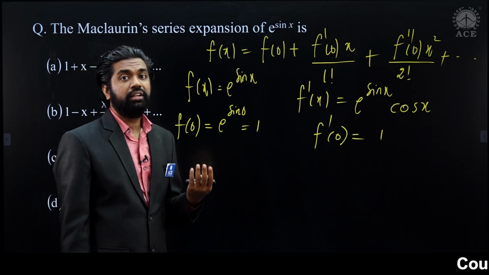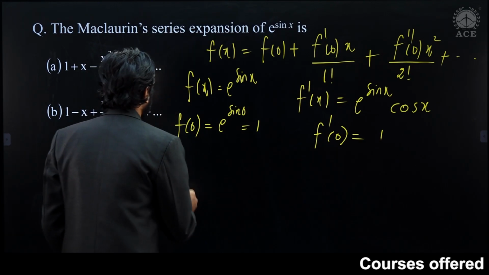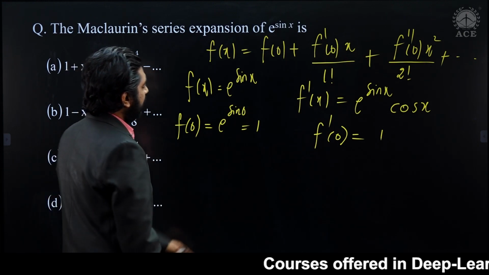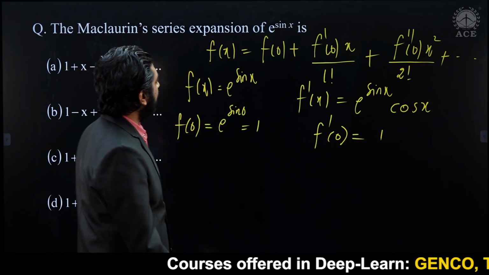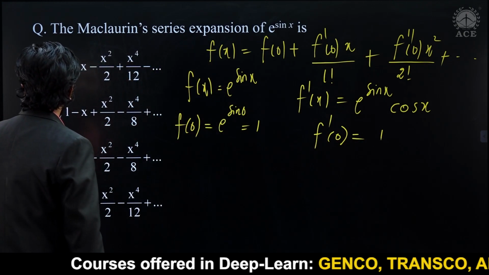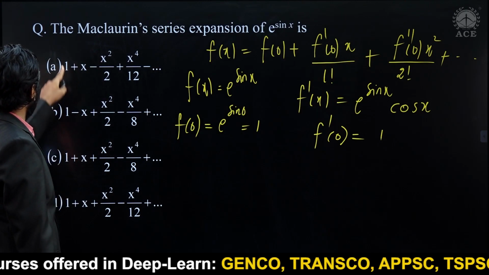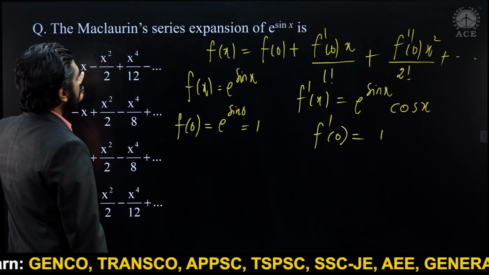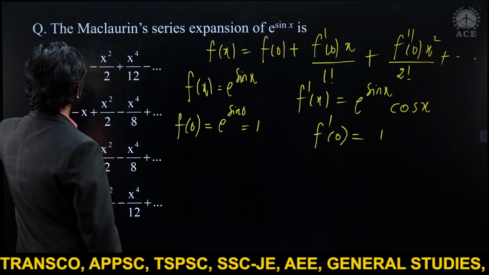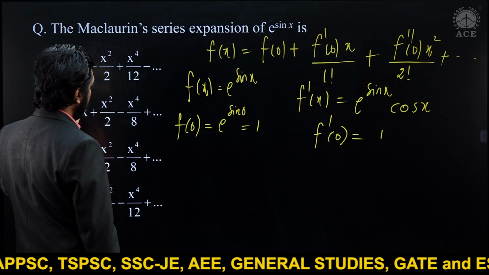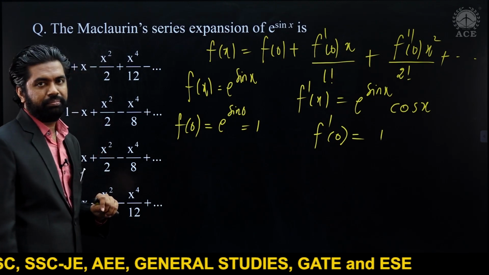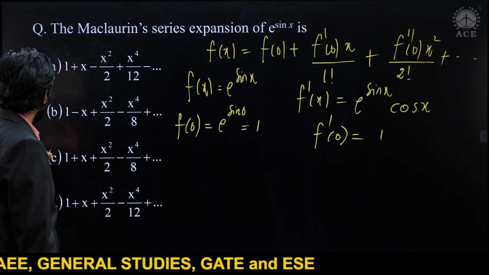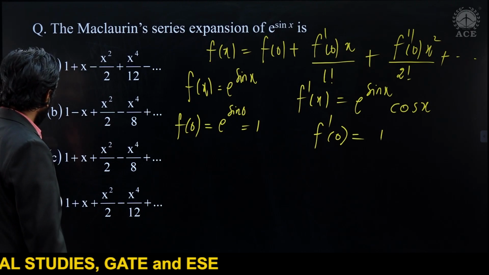Like that you need to find the second derivative. But with f dash of 0 equal to 1, can you eliminate any of the options? In all these cases, the constant is 1, so I can't eliminate any of the options. Look at the coefficient of x. Here it's 1, here it's minus 1. So now I can eliminate option B, right? Now you have to find the other ones, whether it is A, C or D.